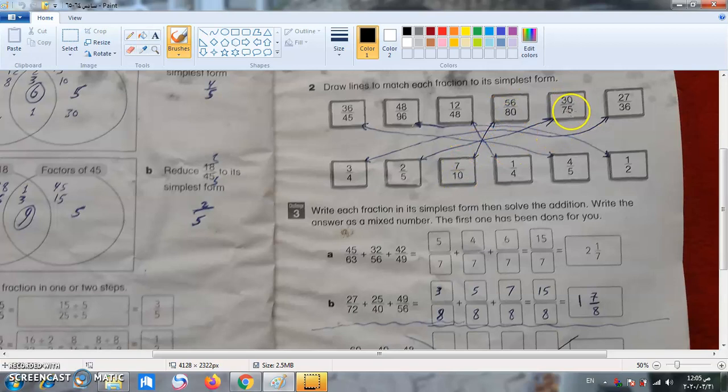30 over 75. If we divide by 15, it will be 2 over 5. And the last one, 27 over 36. If we divide by 9, we will find 3 over 4.